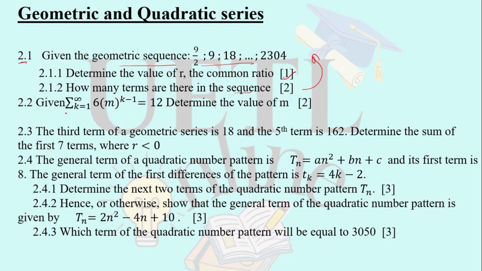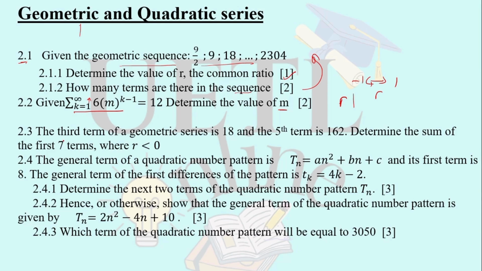And then next, we are given a sum to infinity. If it's a geometric series and you see sum to infinity, this means that our r is between minus 1 and 1. So we're going to determine the value of m. It is very easy. I'll show you how to do it.